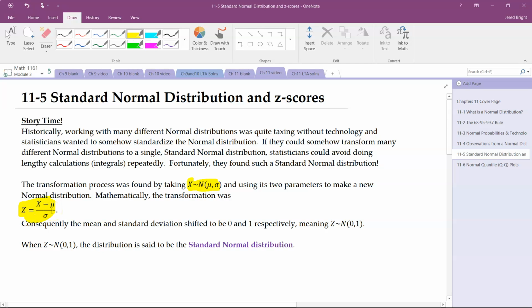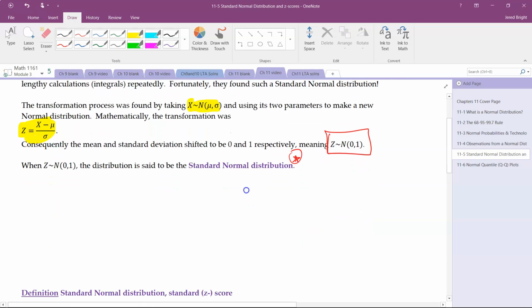And when you did that, what happened was the mean and standard deviation shifted to be 0 and 1 respectively. So now we're in this realm where we have a random variable that follows a normal distribution with a mean of 0 and standard deviation 1. And that, my friends, is called the standard normal distribution. So what statisticians did is they did a bunch of calculations for this one distribution and said, if you need a probability or an observed value, get it to the standard normal distribution and work with it there, and then do a little bit of math to translate it back.